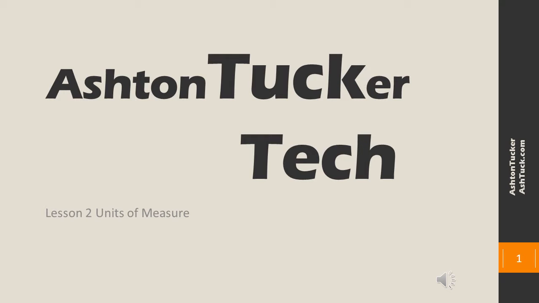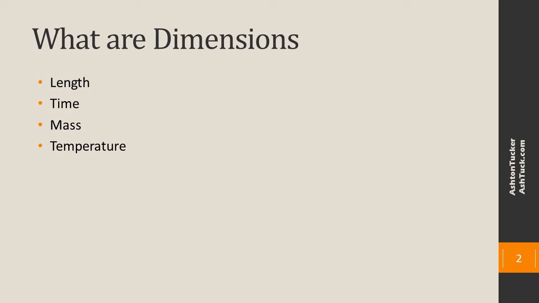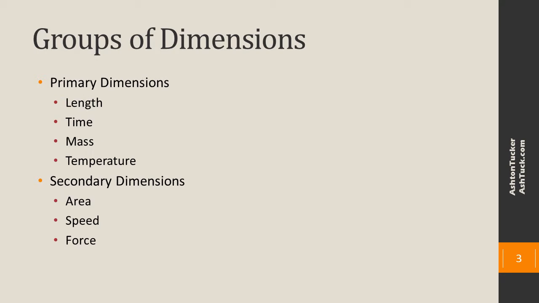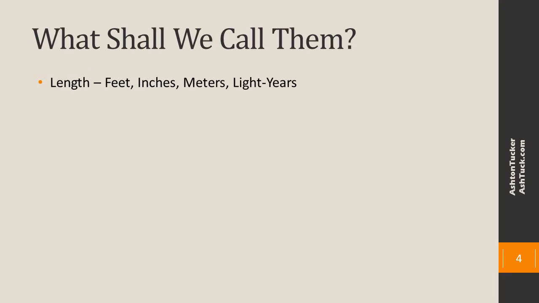TuckTech, units of measure. We call the quantities like length, time, mass, and temperature dimensions. We can measure them and they have a value. In terms of a particular system of dimensions, there are two groups: primary dimensions like length and time, mass and temperature, and secondary dimensions like area, speed, force, flow rate, all made up from the combinations of primary dimensions, as we'll see in a moment.